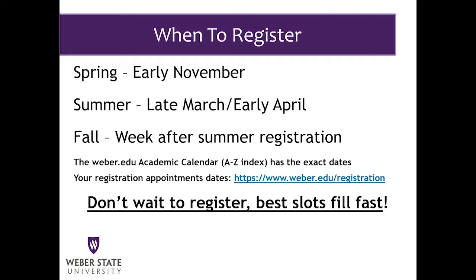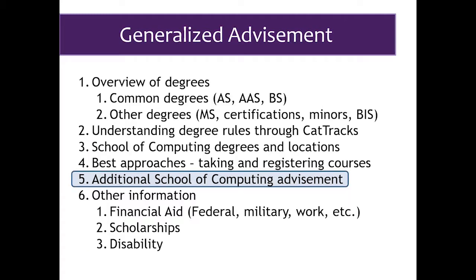Registration for spring courses occurs usually in early November. Summer registration occurs in late March. Fall registration is 1 week after summer registration. Exact dates can be found in the academic calendar or the registration page. Students are given early registration windows depending on their current credit hour progress. Don't wait to register. The best courses and slots fill early. Next, additional advisement information.